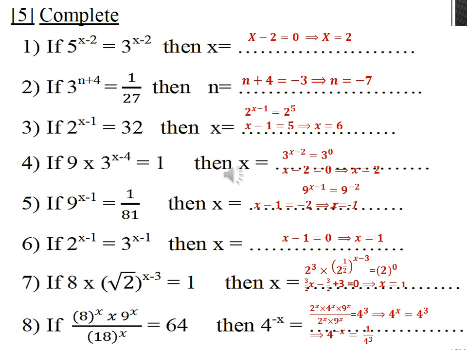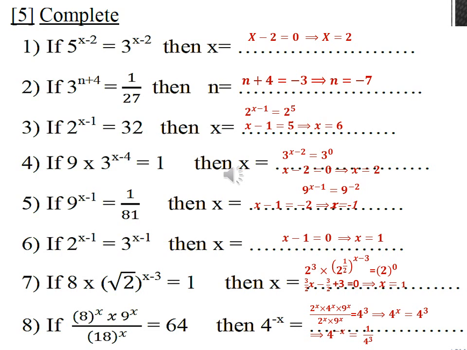Now we have number 4: 9 times 3 to the power x minus 4 equal 1. We must remember, as the example before, any 1, that's meaning 3 to the power 0. And 9 is 3 to the power 2, so when we add the powers, it will become 3 to the power x minus 2 equals 3 to the power 0, and we have now the same bases, x minus 2 equals 0, which means x equals 2.